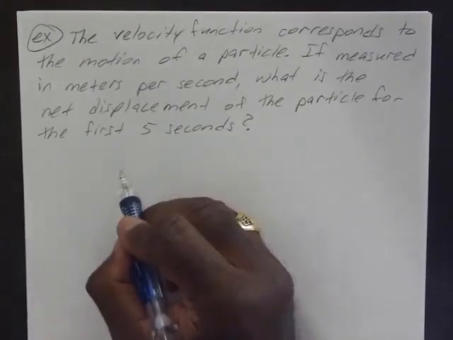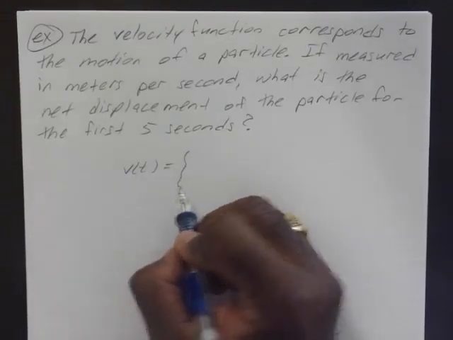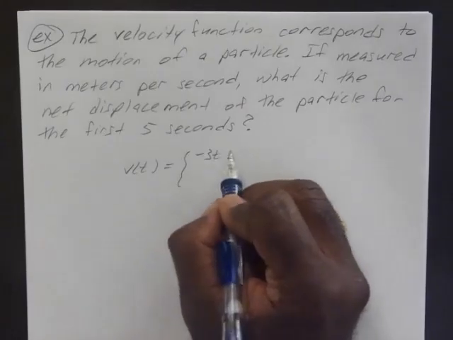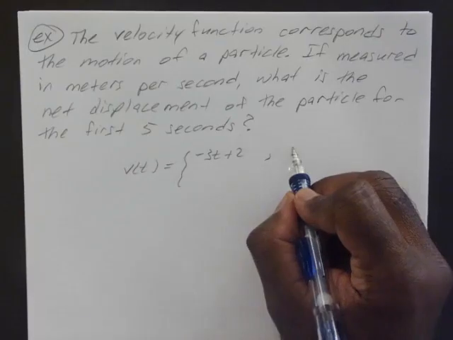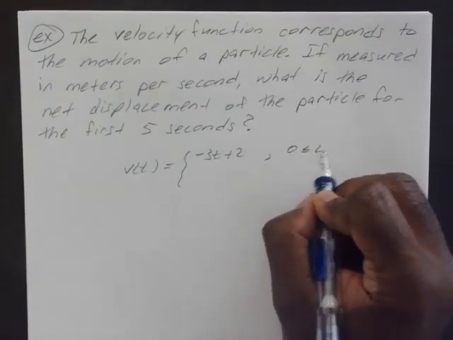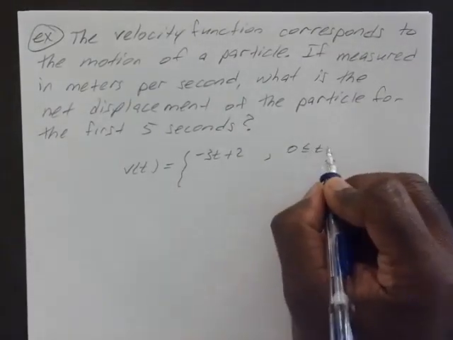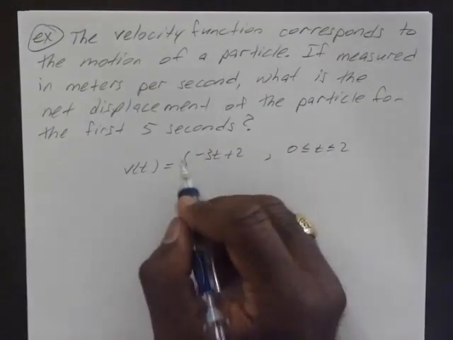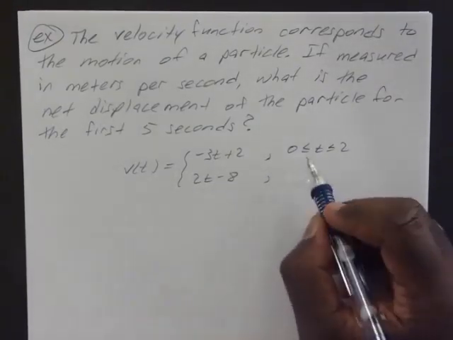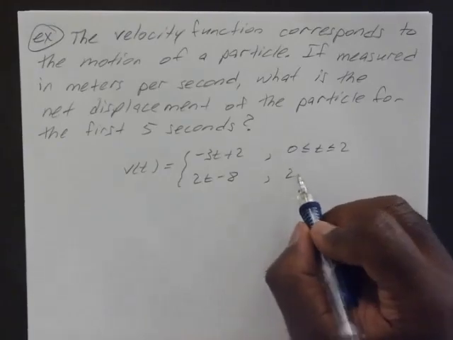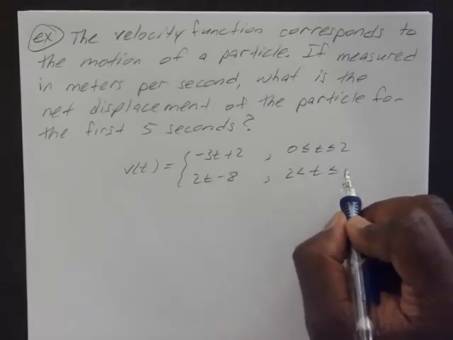We know that our velocity function is equal to negative 3t plus 2, but only when your time is between 0 and 2 seconds, less than or equal to. And it's 2t minus 8, but only when your time is not equal to 2 seconds, but everything after 2 seconds, all the way up to 5 seconds.